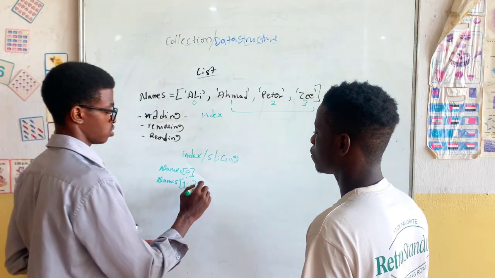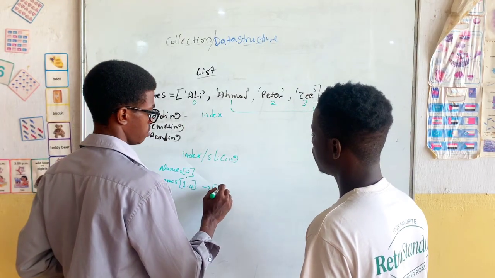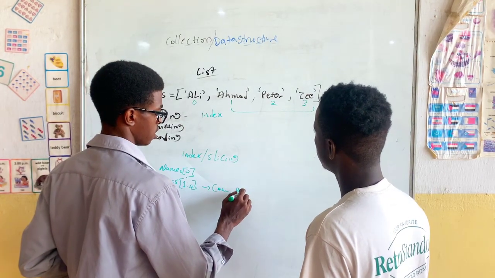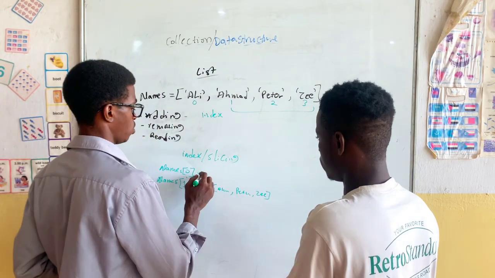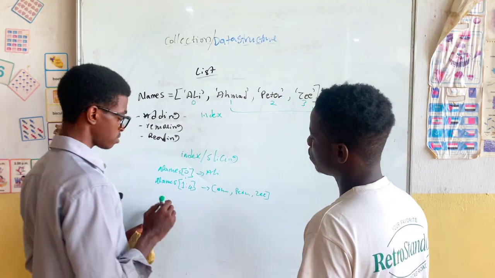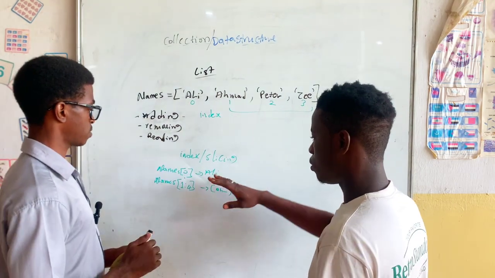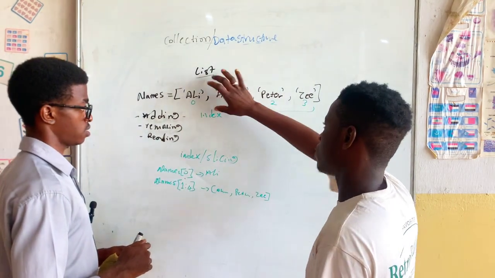So now we're going to see something like this. Ahmad, Peter, and Z. And this one I'm only going to see Ali. If you print this one, it will only show us Ali. Yes. You just visit only Ali.